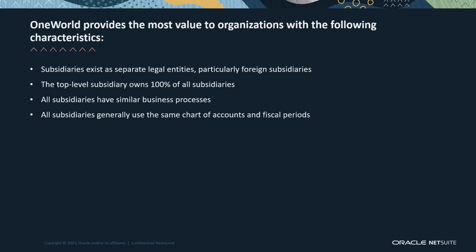These include subsidiaries exist as separate legal entities, particularly foreign subsidiaries. The top-level parent subsidiary owns 100% of all subsidiaries. All subsidiaries have similar business processes, and all subsidiaries generally use the same chart of accounts and fiscal periods. A new NetSuite implementation can be set up with NetSuite OneWorld, or an existing environment can be upgraded to a OneWorld account. If you are interested in NetSuite OneWorld, please contact your account representative.